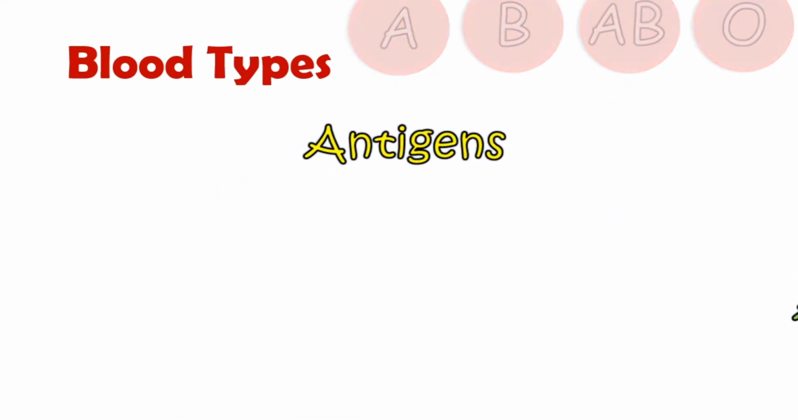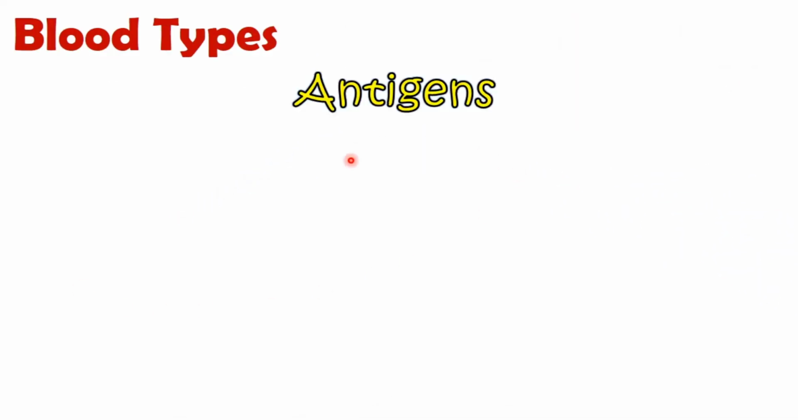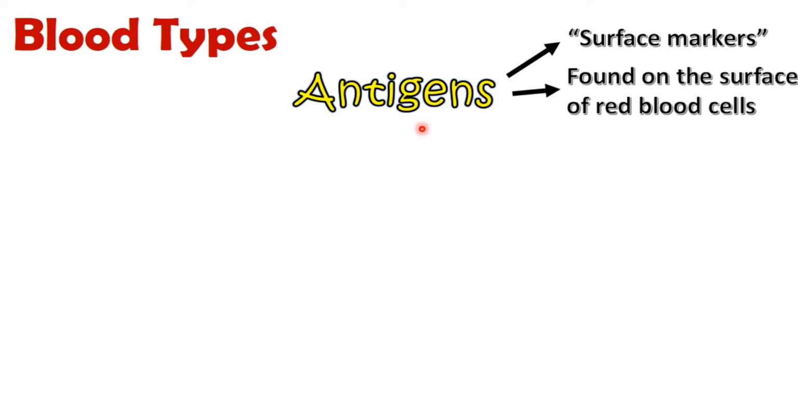So, we go with the antigen first. Antigen is known as a surface marker. This is because the antigen can be found on the surface of the red blood cells. If this is your red blood cell and this is your antigens. Why is the antigen considered a marker? This is because the antigen found on the surface of the red blood cells can determine what type of red blood cells are in the human body.